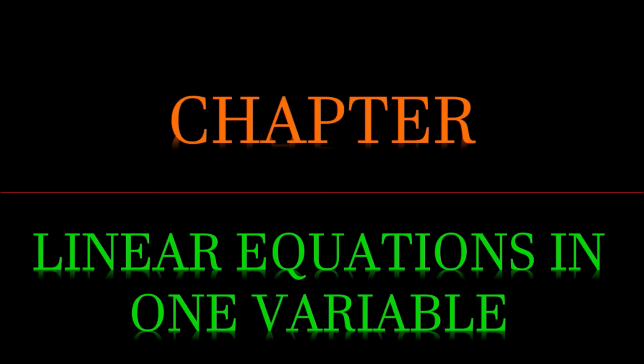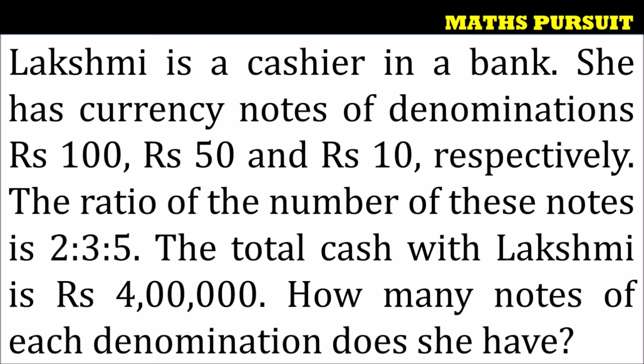Today we will look into the questions from the chapter called Linear Equations in One Variable. The given question is: Lakshmi is a cashier in a bank. She has currency notes of denominations rupees 100, rupees 50 and rupees 10 respectively. The ratio of the number of these notes is 2:3:5. The total cash with Lakshmi is rupees 4 lakh. How many notes of each denomination does she have?